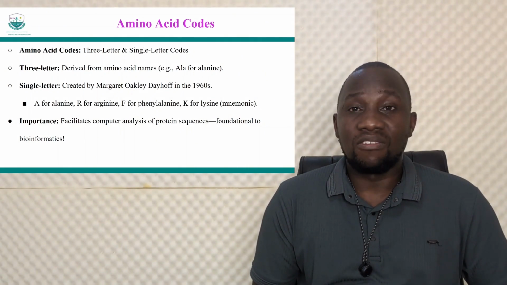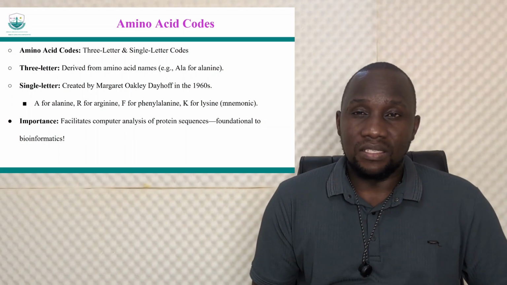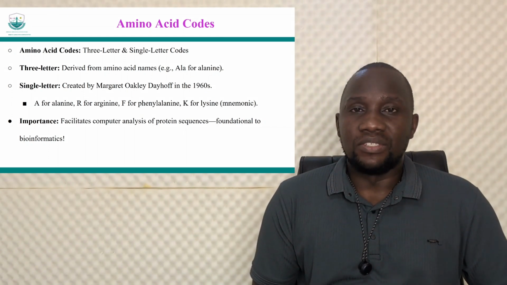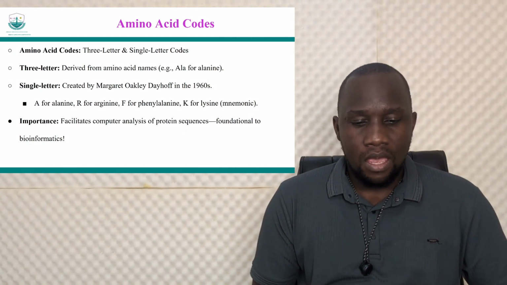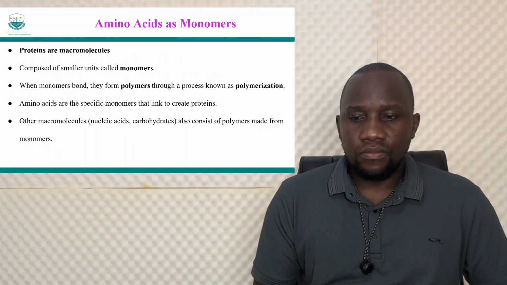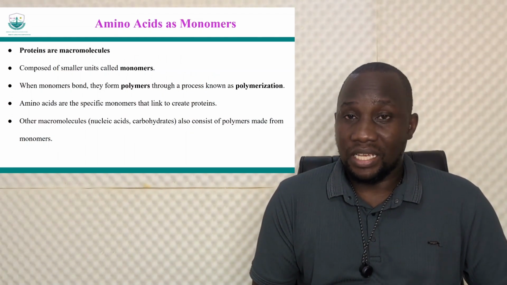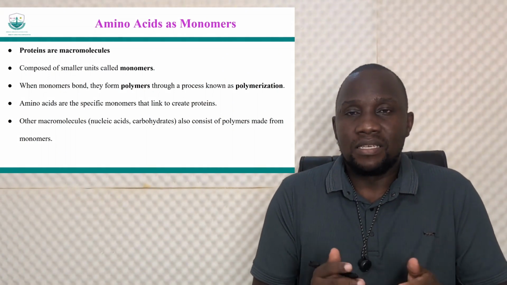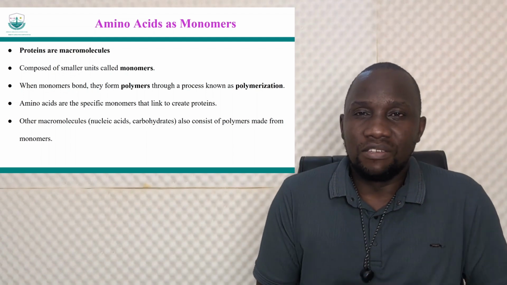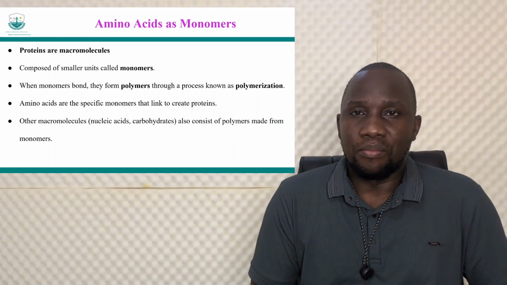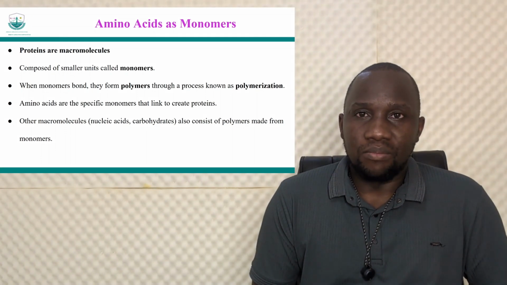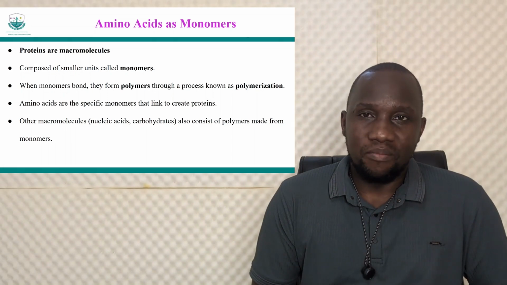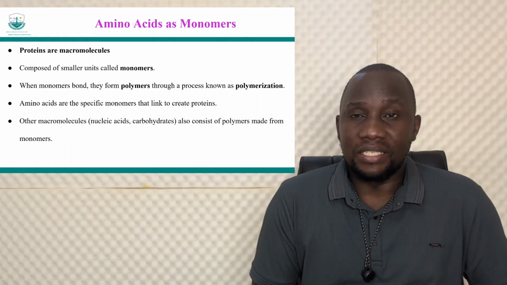Sometimes you can have three letters representing a single amino acid. For example, Ala can represent alanine. Amino acids, we said, are the monomers of proteins. That means that proteins are the polymers. That means that you have a combination of these different amino acids to form a protein. And we said that one protein can be different from another based on the sequence of these amino acids.